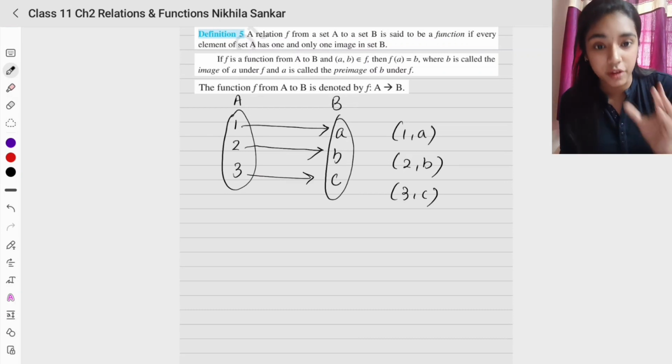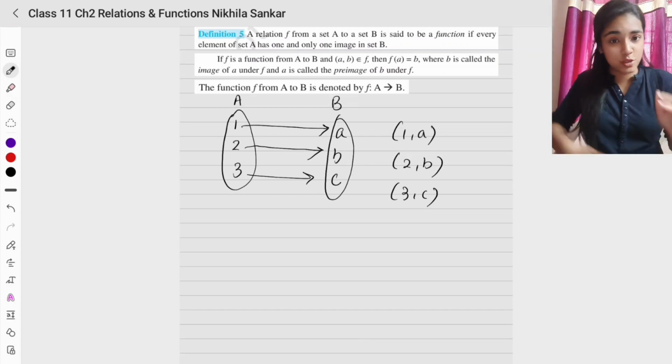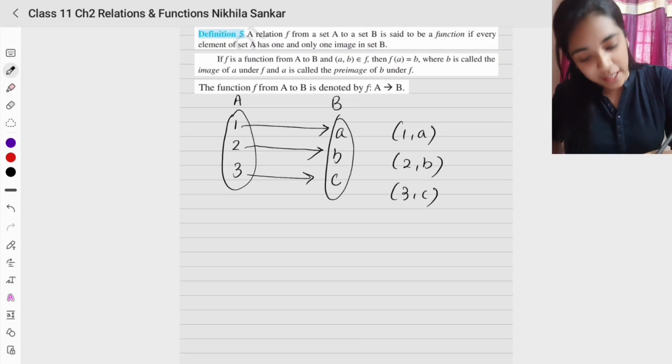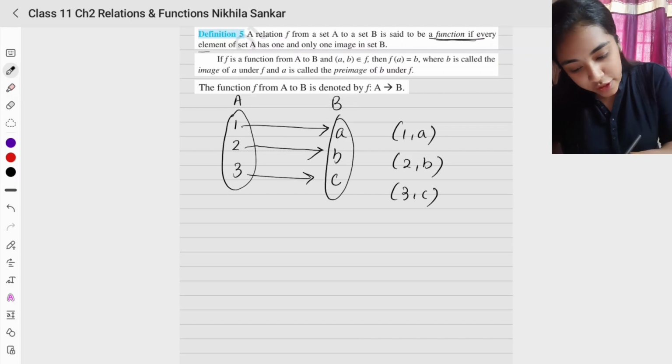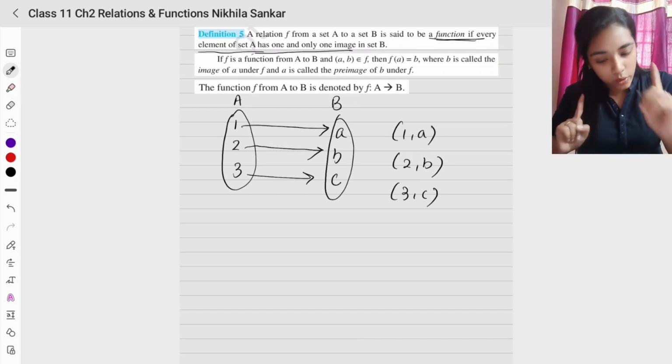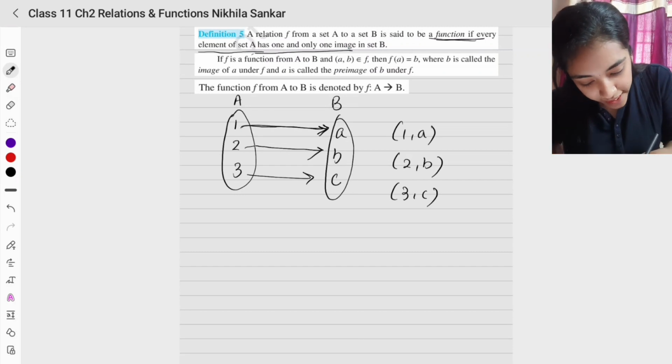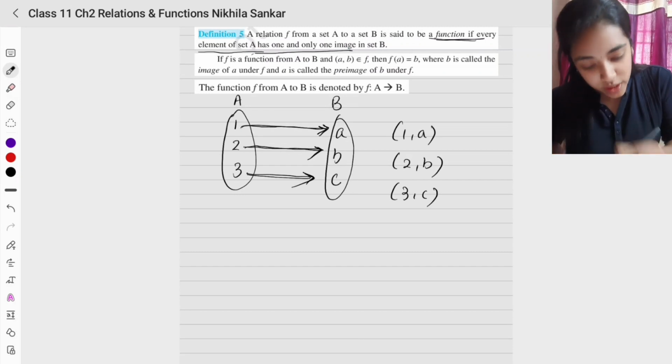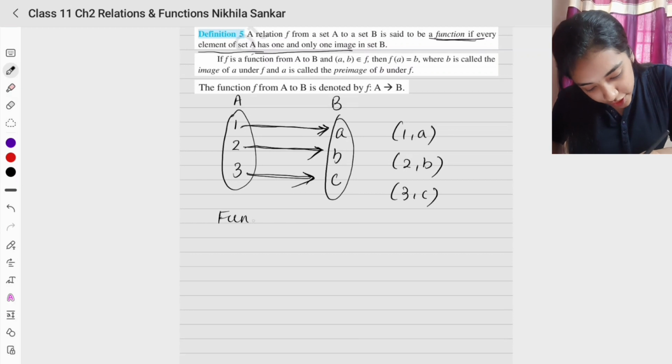When is a relation a function? All relations are not functions. So when is a relation going to be a function? Only if, as written here, every element of set A has one and only one image. There is only one image. So 1 has only A, 2 has only B, 3 has only C. So this is a function.